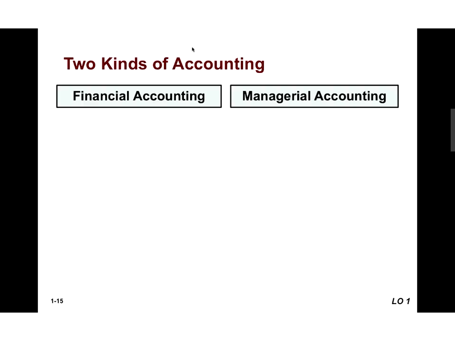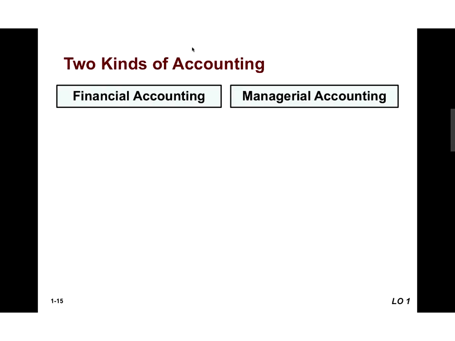Okay, now there are two types of accounting. Most of you, well, if you're a business major, you will take financial accounting, which is what this class is, and you will take managerial accounting, which is what the next semester is. If you're not a business major, some of you will only have to take this course. But here's the difference. Financial accounting, what we're doing in this class, is about how we prepare financial statements.